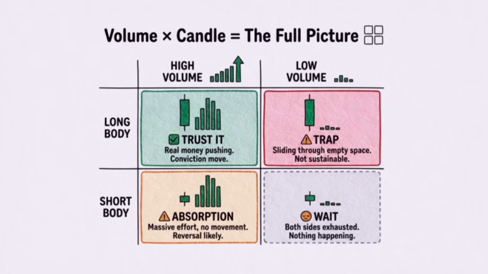When you see low volume with a long candle body, be very careful. The price is sliding through empty space. There's no real conviction behind that move. It's a trap, and it's not sustainable. And when you see low volume with a short body, both sides are exhausted. Nothing is happening, just wait.